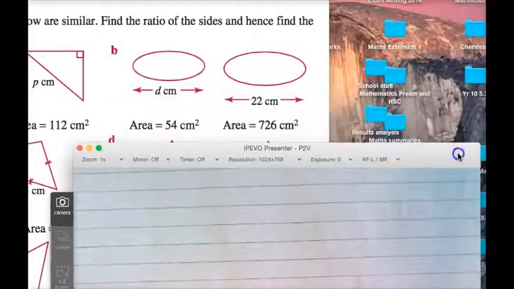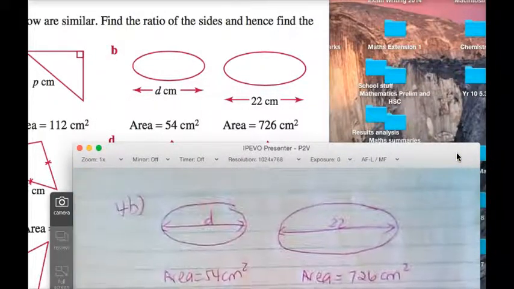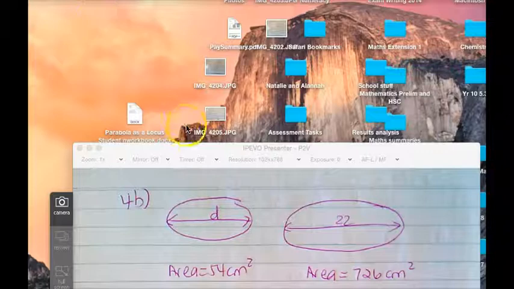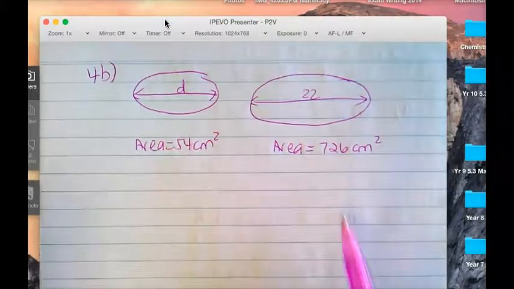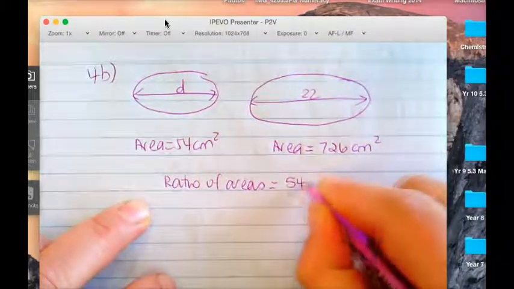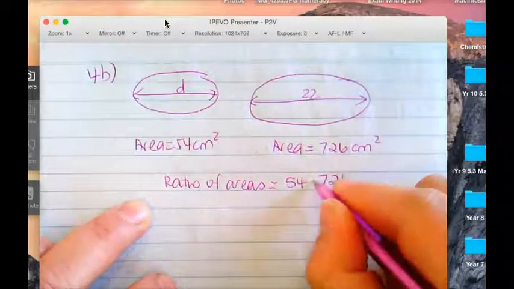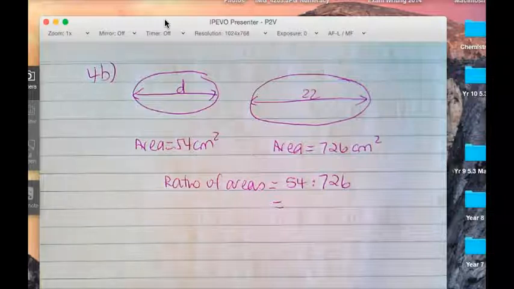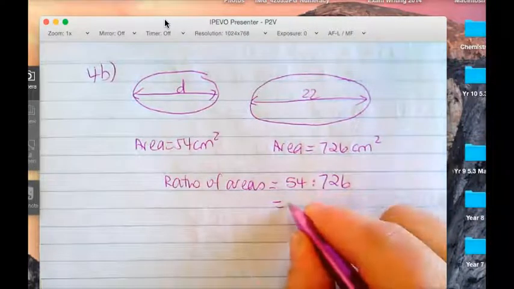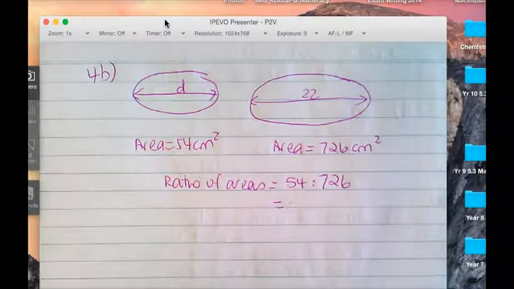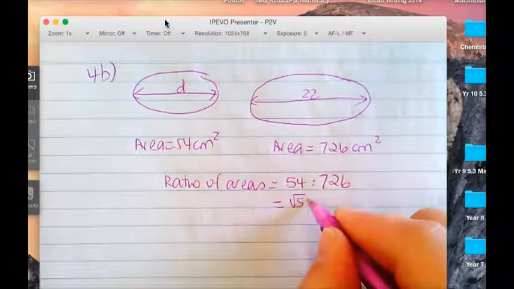Girls, are you ready? Here we go. But girls, you start with the complete set that you've got. So we've got ratio of areas is 54 to 726. Now, they happen to be both square numbers, but what I would do... Well, got a bit of a problem here. The numbers aren't very nice. Well, it's not a square number.